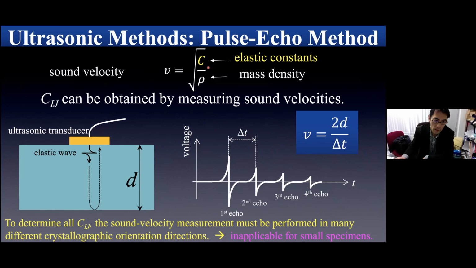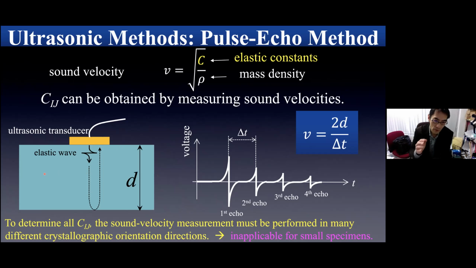However, this is also not a very good method for very small materials and low symmetry materials. As I showed, for example, in the case of a cubic material like silicon, there are 3 independent elastic constants. To determine all of them, we have to measure the sound velocity propagating along different directions. For example, this direction, this direction, this direction.